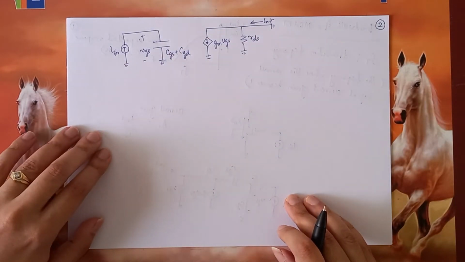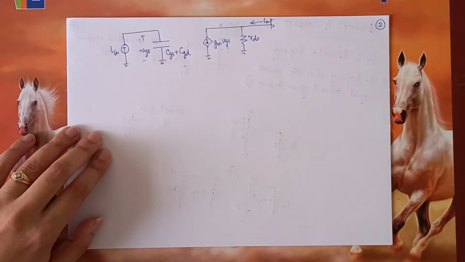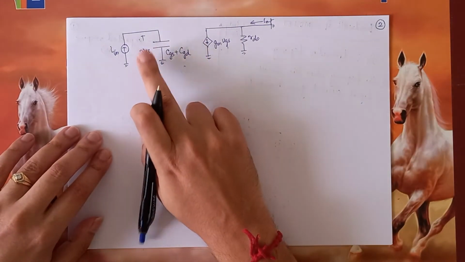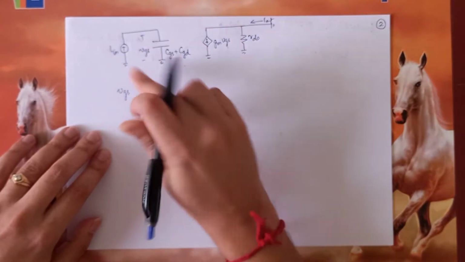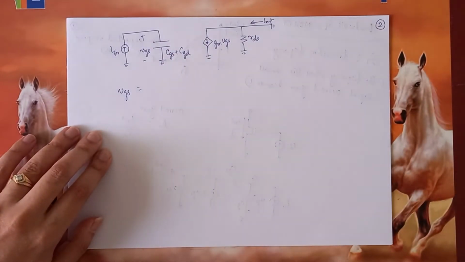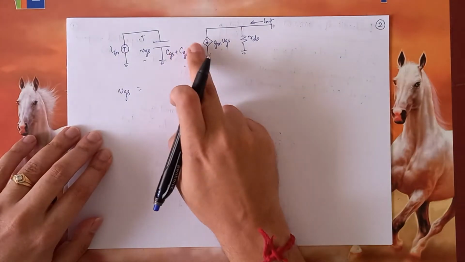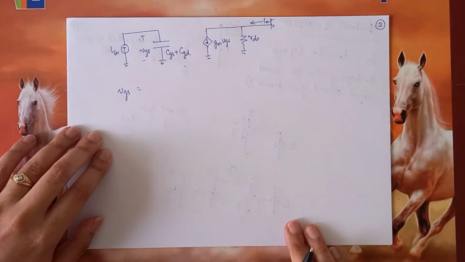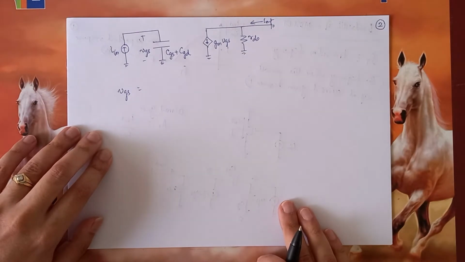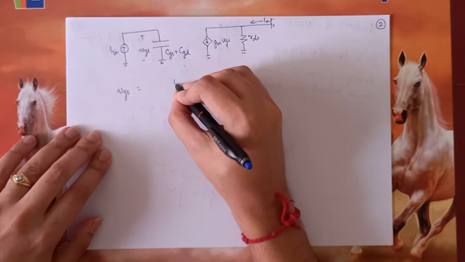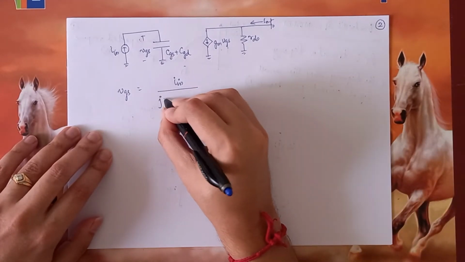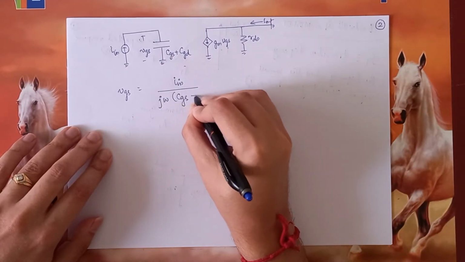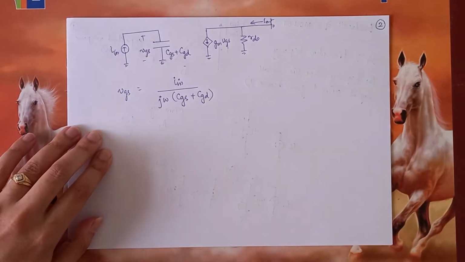So therefore, let us try to develop a relationship between the I out and the I in. Let us try to solve for VGS. So VGS will be this current multiplied by the impedance of this capacitor. The impedance of the capacitor is 1 by j omega times the capacitance. So multiplying that by the current, we get I in by j omega (CGS plus CGD).